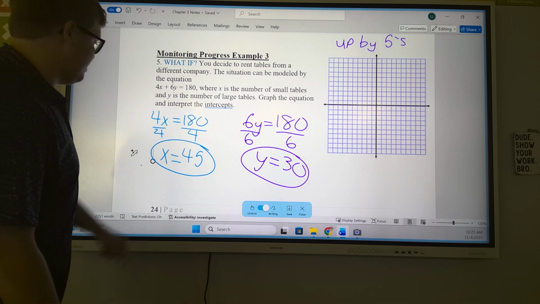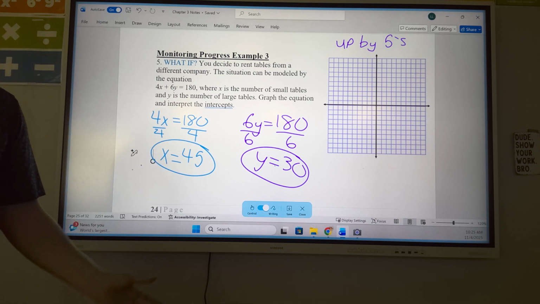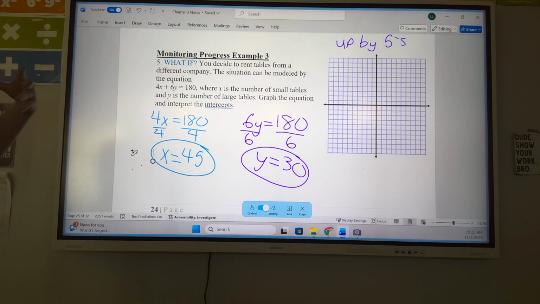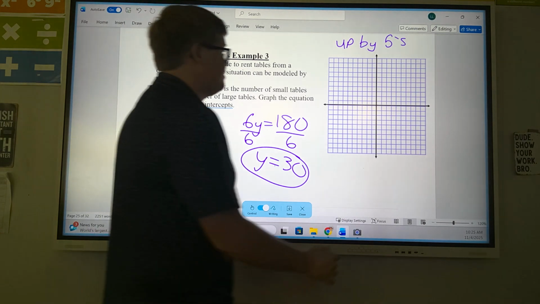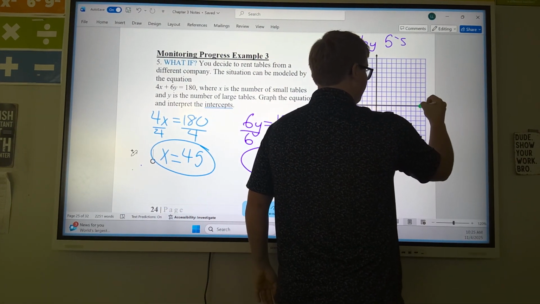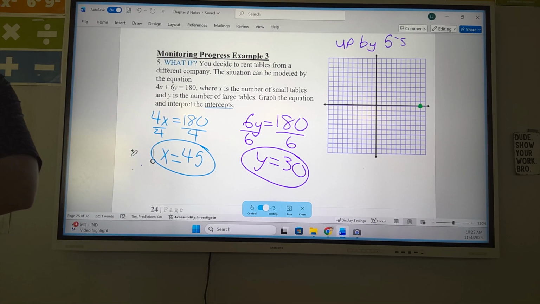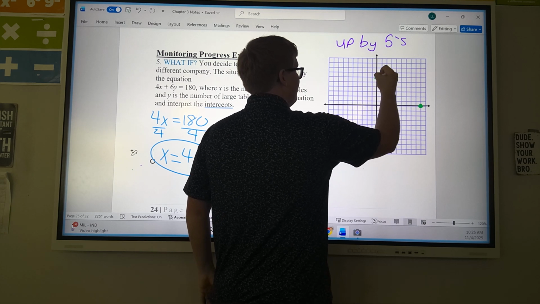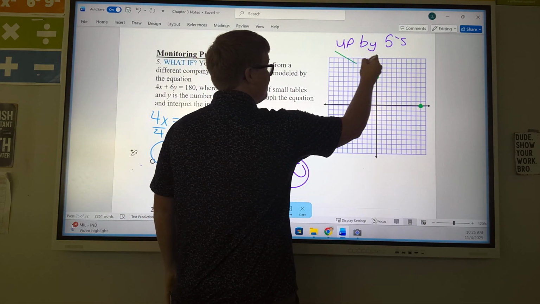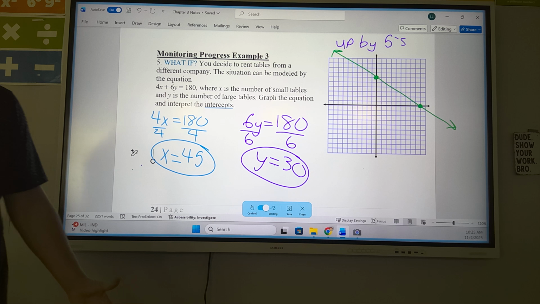So we graph our x-intercepts. I'm going to do this in a different color. Our x-intercept is 45. That means we have to go right. And if we are going up by 5s, 45 divided by 5 is 9. So we can go right 9 squares. Okay? Now y is 30. That means we're going up, right? It's positive. 30 divided by 5 is 6. That means we're going up 6. Okay, we've got our x and y intercepts. We just connect our graph, draw a straight line, as straight as we can make it. And we're done.